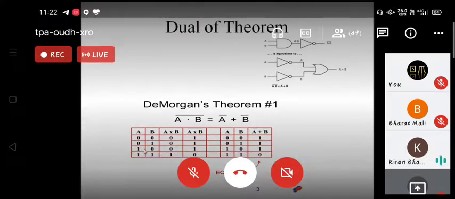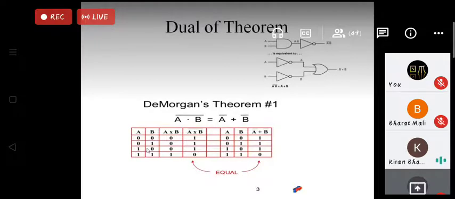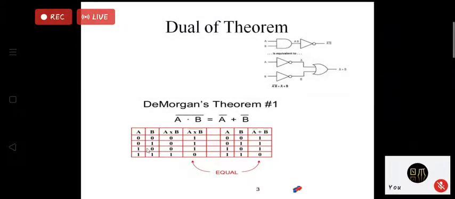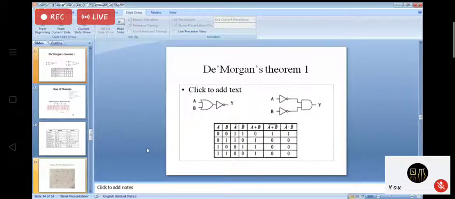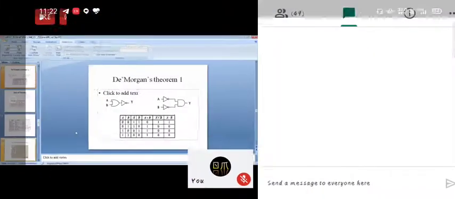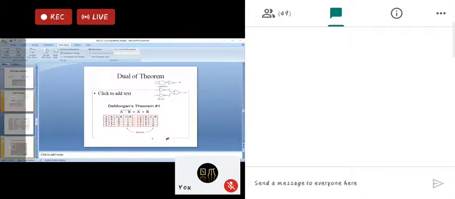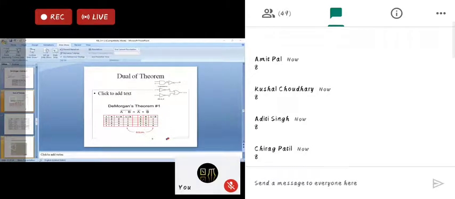All the four combinations of two inputs. How many possible combinations will be there with the three inputs? I will come to the chat box just to see whether you are able to follow it or not. With three inputs, how many possible combinations will be there? Yes, Anupar, right, 8. Very good. 8. Kushal, very good.